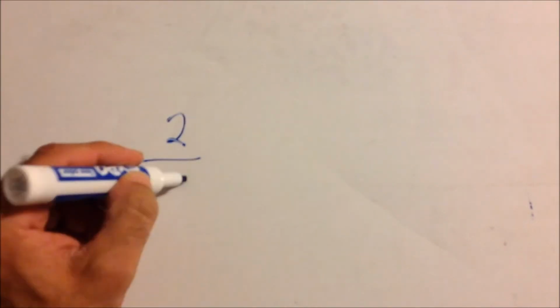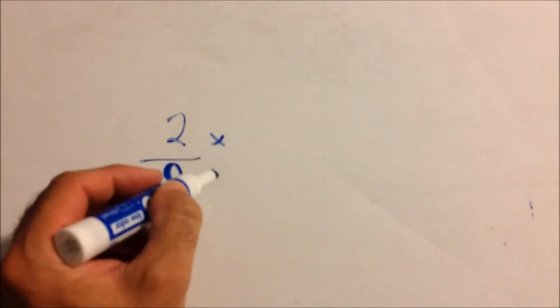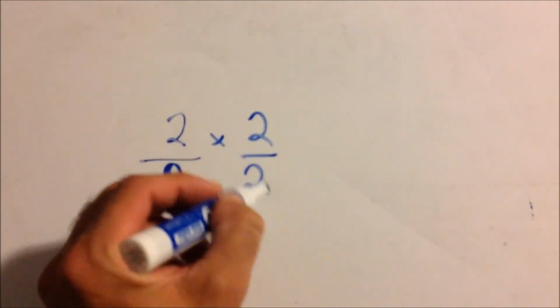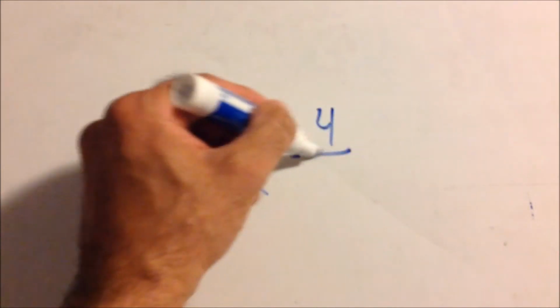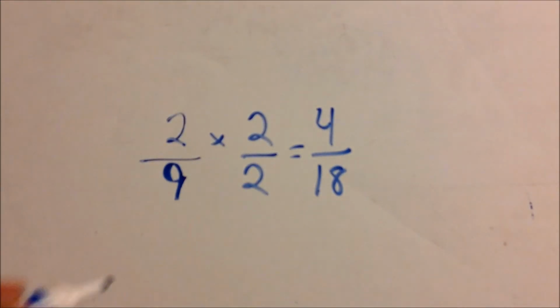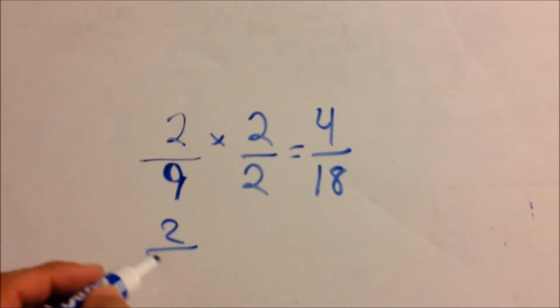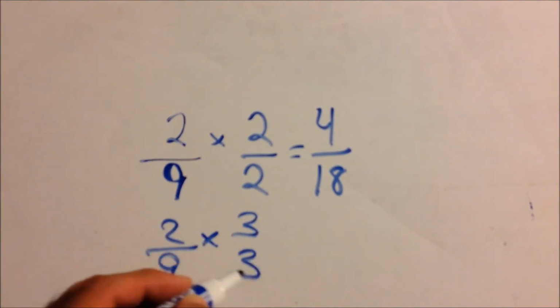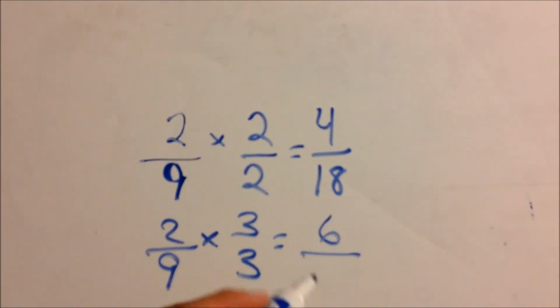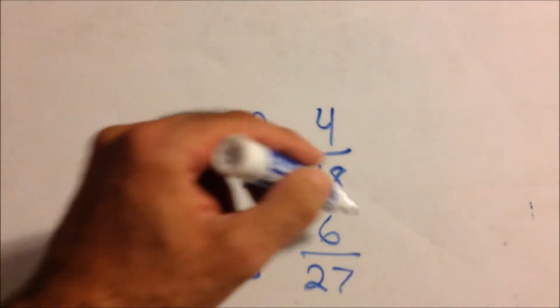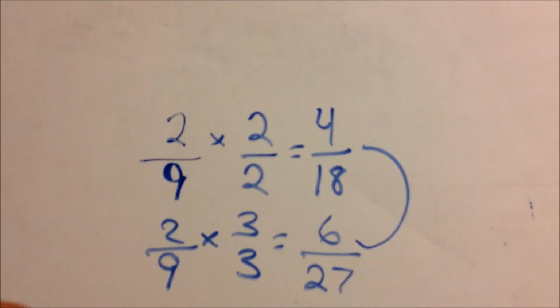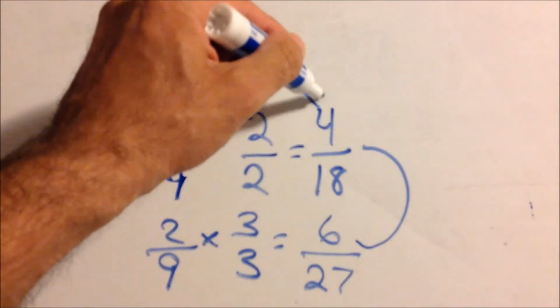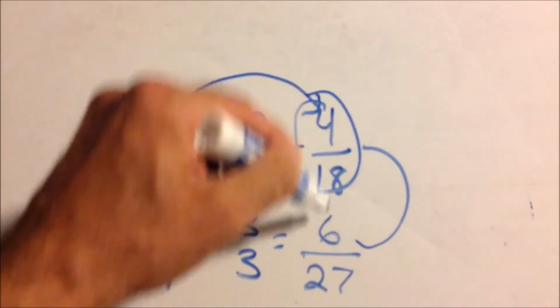So again, let's say I said on a test, make 2 equivalent fractions to 2 over 9. Well, you can use any number you want. You can use 2 if you want, or 3. So we know that's 1. And if we want to make another one, we just multiply again with something else. Let's say 3. And we get 6 over 27. So 6 over 27 is equivalent to 4 over 18, and it's also equivalent to 2 over 9. So here are the 3 equivalent ratios.